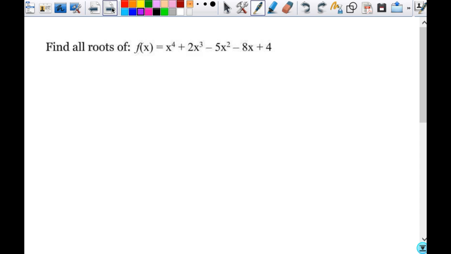No, because, well, you do need to include it on the synthetic division. On the synthetic division part, yes. On the sign change part, no, you don't have to include that. That's a good question. Anything else?